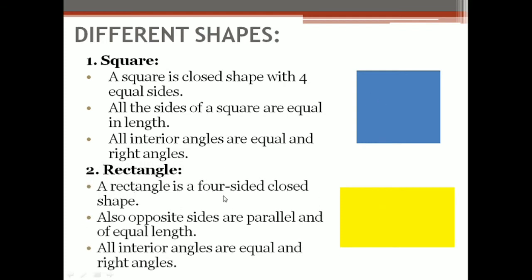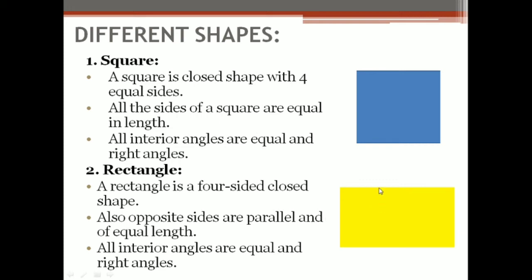A rectangle is a four-sided closed shape. You can easily observe in the figure, right, that it is a closed shape. Why is it a closed shape? Because there is no gap. It is fully closed. Therefore, it is a closed shape. Now let's read the second line. Also, opposite sides are parallel and of equal length.